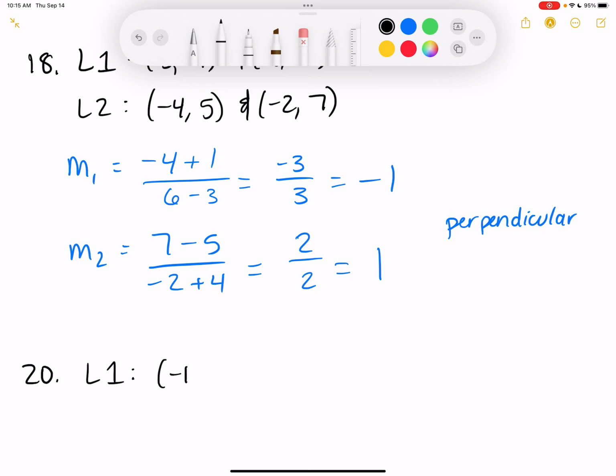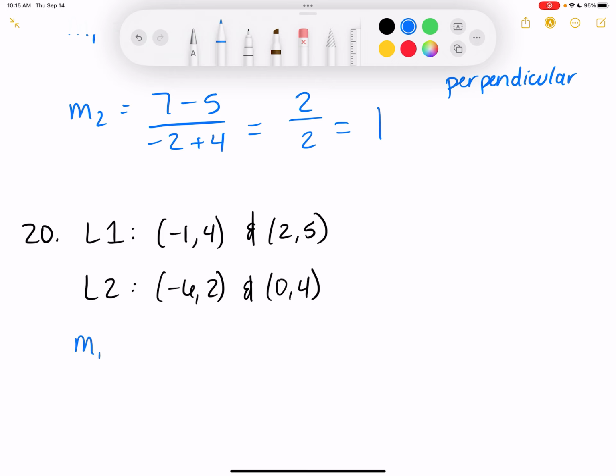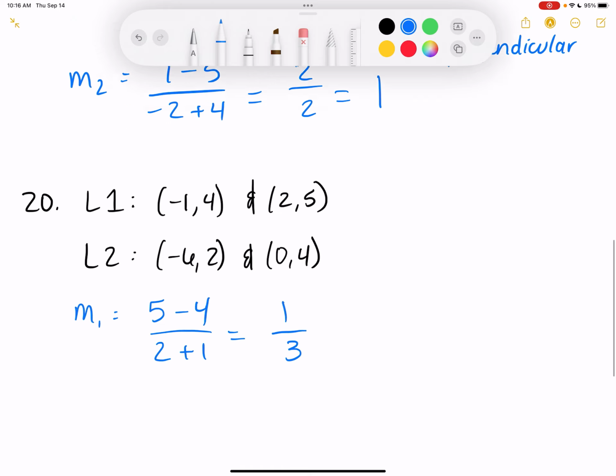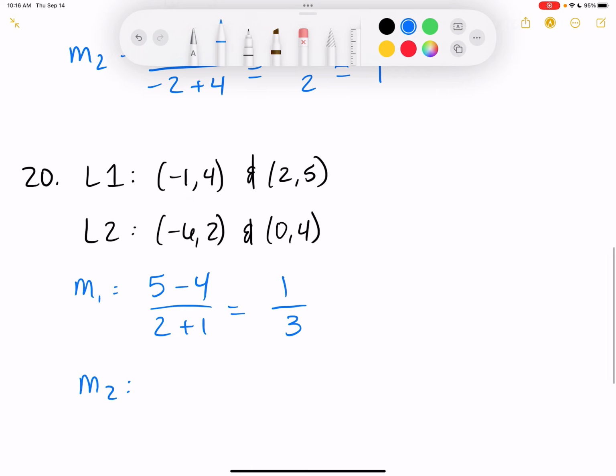Let's see. 20. L1 is negative 1, 4 and 2, 5. L2 is negative 6, 2 and 0, 4. So M1, we've got 5 minus 4 over 2 plus 1, 1 over 3. M2, I've got 4 minus 2 over 0 plus 6. So that's 2 over 6 or 1 over 3. So what are these? Parallel.